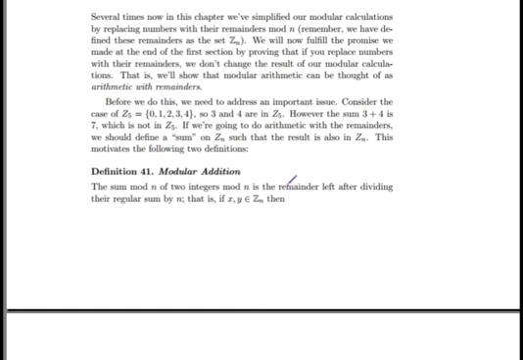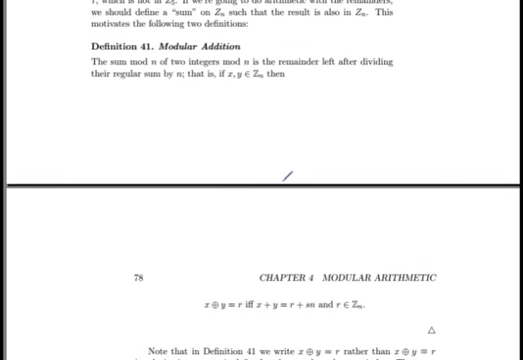Okay, so in order to do this, we know that we can add two numbers, but we want our arithmetic in Zn to be self-contained. So we want to add two numbers in Zn and get another number in Zn. So basically, you add the two numbers x and y, which are in Zn. To get another number in Zn, you have to take the remainder.